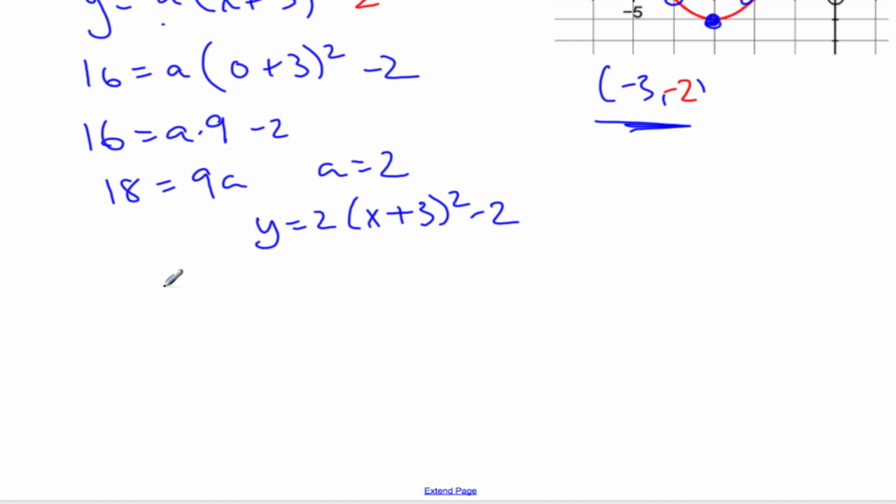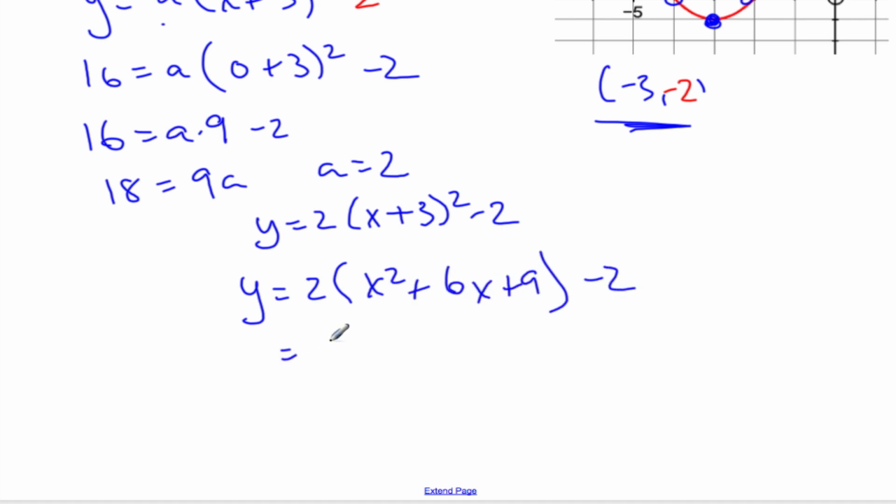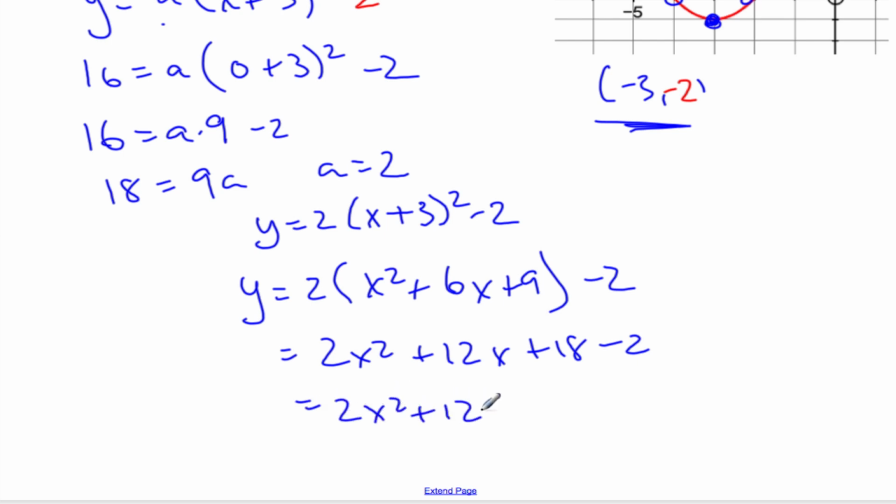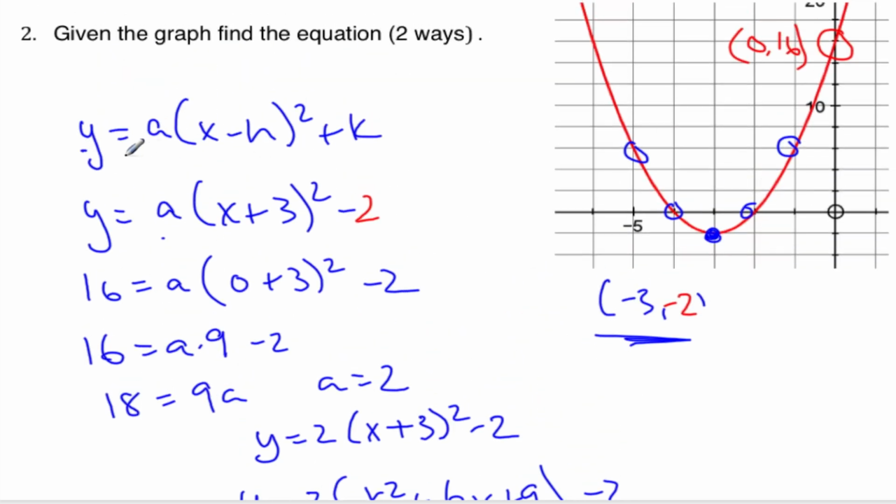Now, if the question said write in standard form, the only thing to do now is multiply this out. So it's 2x squared plus 6x plus 9 minus 2, which is 2x squared plus 12x plus 18 minus 2, and I get 2x squared plus 12x plus 16, which is a nice check. We had 16 as our y-intercept, and there's a 16. So that's one method, using the vertex form.